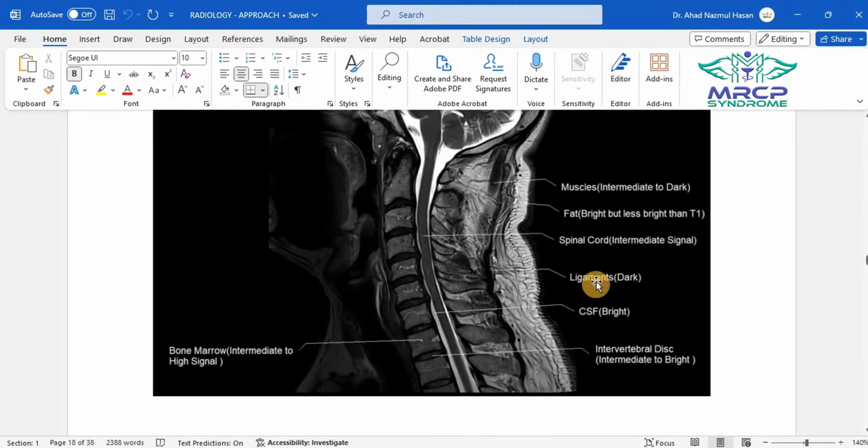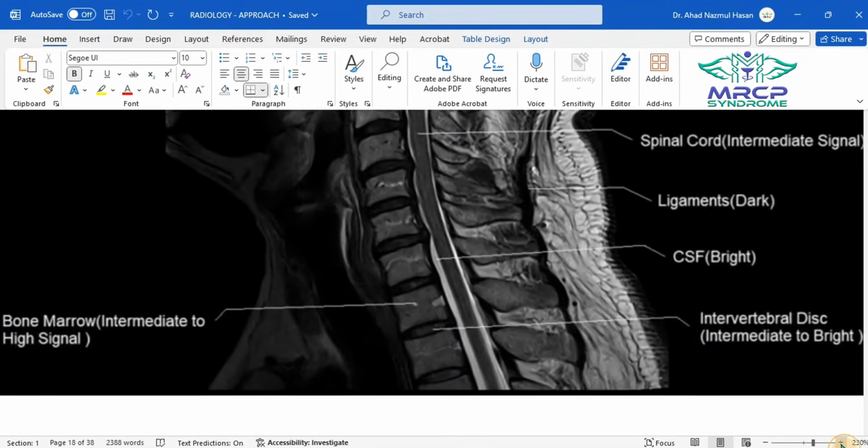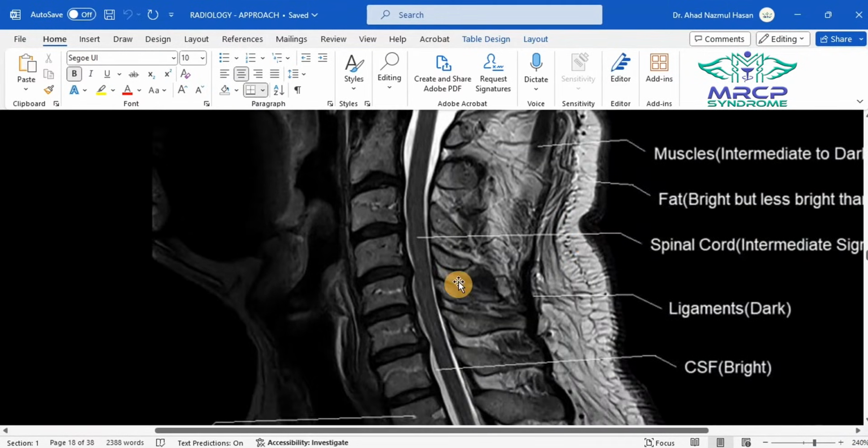So is this T1 or T2? T1. T2. T1. CSF is black. Where is the CSF? Oh, sorry, T2. That's the spinal cord, not CSF. In between. Yeah. So this one is the spinal cord. Okay. So don't get confused.